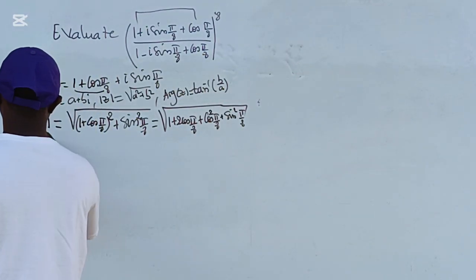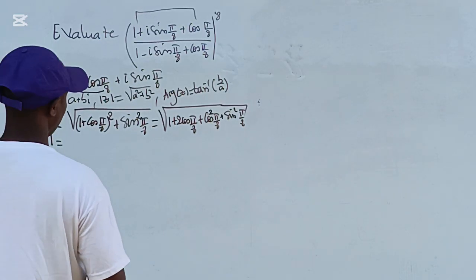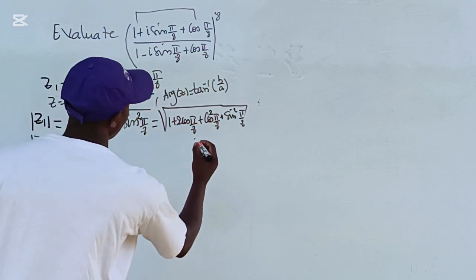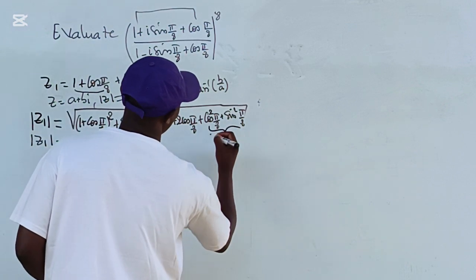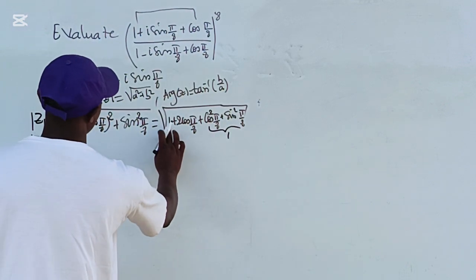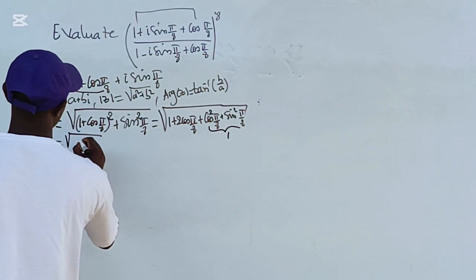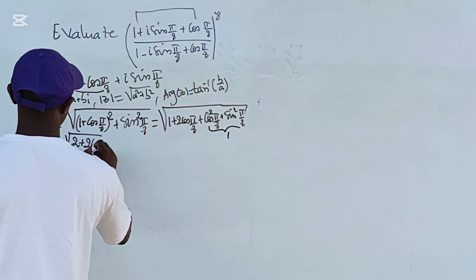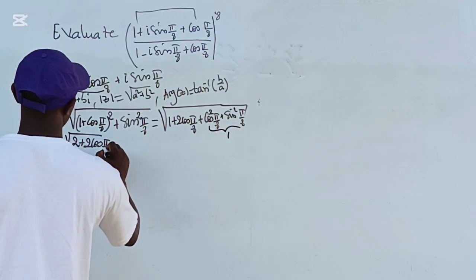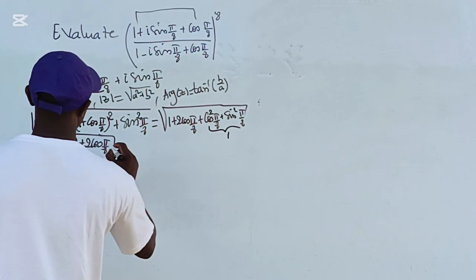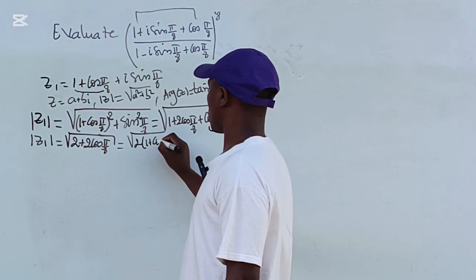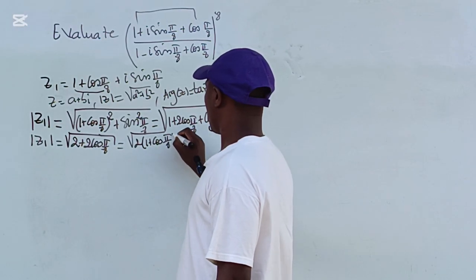Here the modulus of z1 is equal to, from the fundamental trigonometric equation, this gives 1, and you have 1 plus 1, this is 2, plus 2 times cosine of pi over 8. This is the square root of 2 times 1 plus cosine of pi over 8.